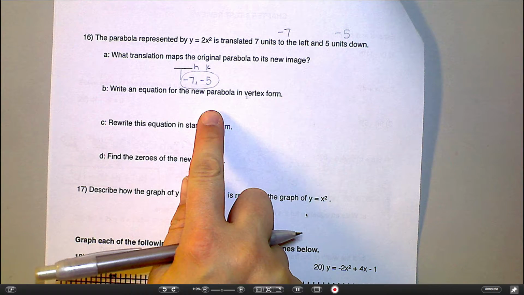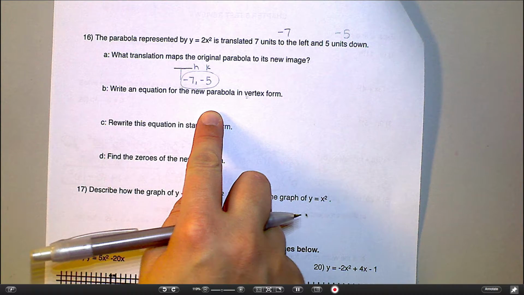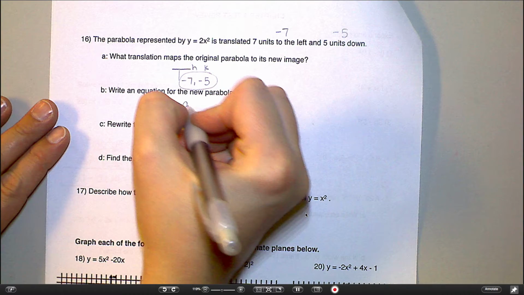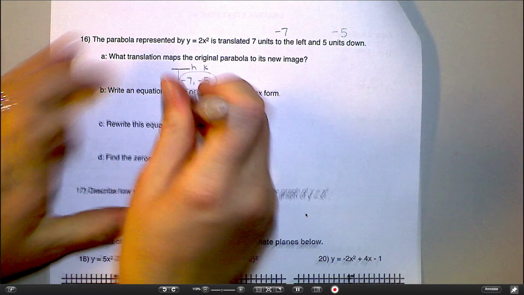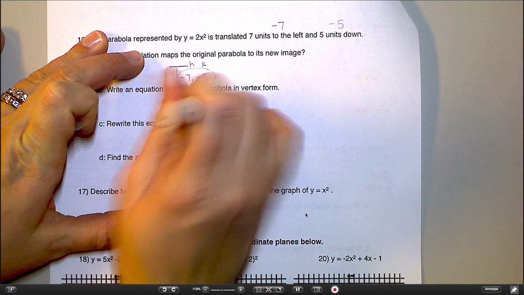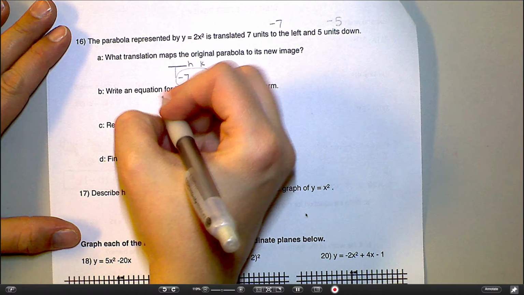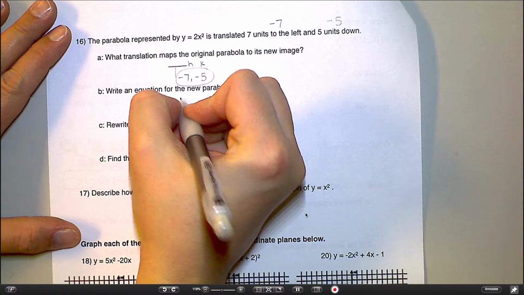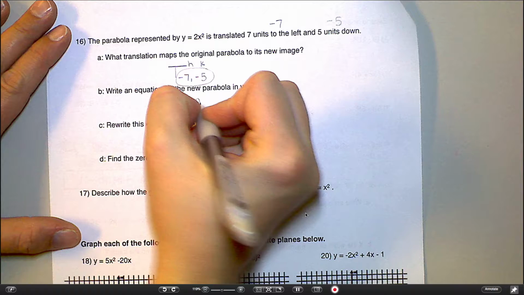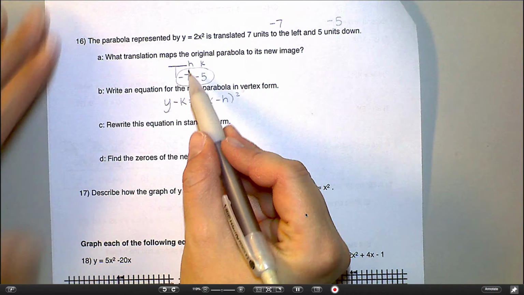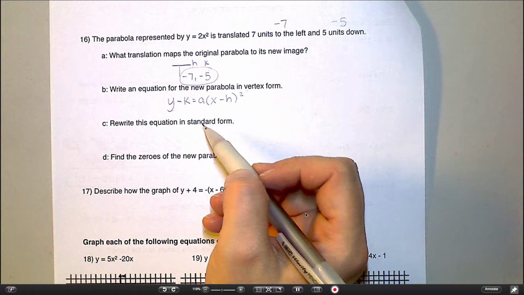So when I get down to part B and it says write the equation in vertex form, just to remind you, here's vertex form. Nope, that's not vertex form, just kidding. That was going to be standard form. This is vertex form: y minus k equals a times (x minus h) squared. Now I have my h and my k to plug in down here.